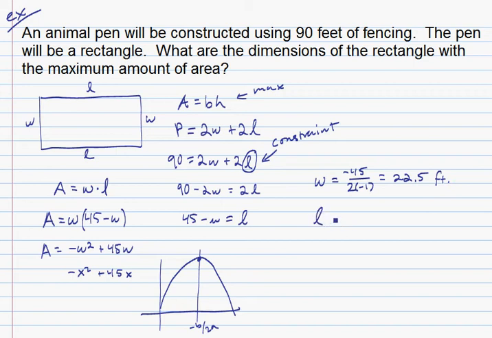Now the length is 45 minus w, and if I do 45 minus 22.5, the length is also 22.5 feet. So my dimensions are 22.5 by 22.5. Now, if the problem was asking for area, I could just multiply them and find the area.